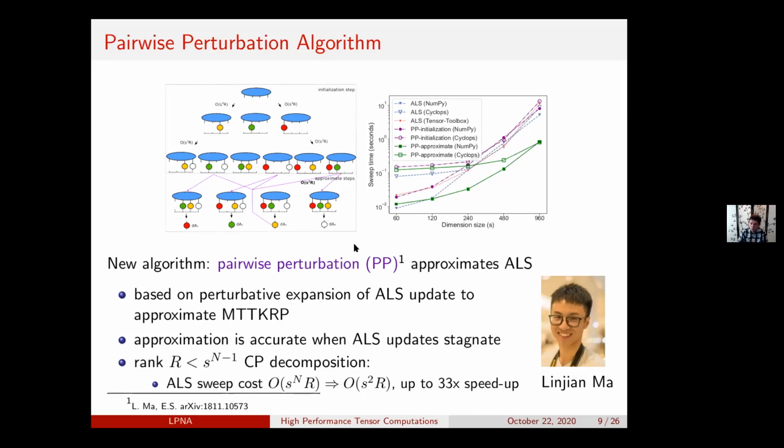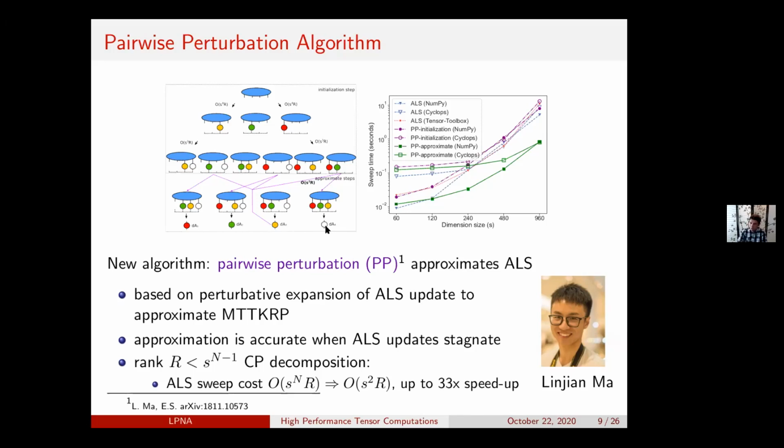So for alternating least squares, an idea that Linjian Ma, my PhD student in our group, came up with is that we can actually do it approximately in order to accelerate things when ALS is making little progress, which happens a lot. A major problem with ALS is that it sometimes will get into regions where the convergence rate is linear with a very small coefficient. So it's making very small progress at a time, and so the factor matrices are changing little and the residual is going down slowly. But in this regime, we can leverage the fact that the factor matrices are changing little and do a perturbative approximation of what ALS does to compute it approximately.